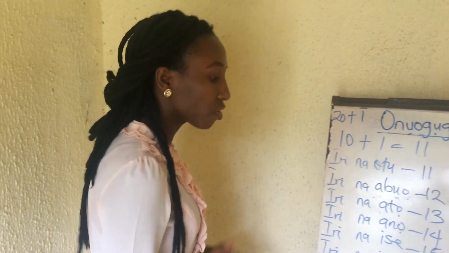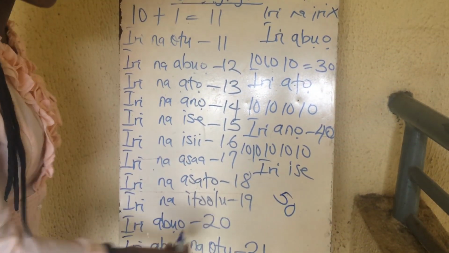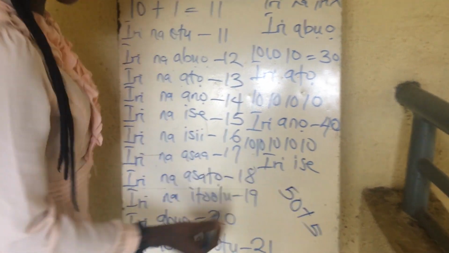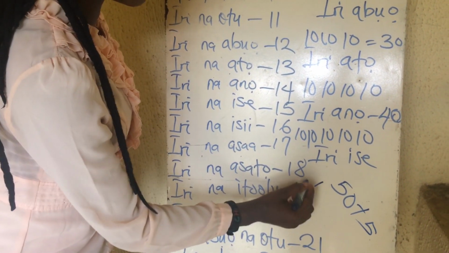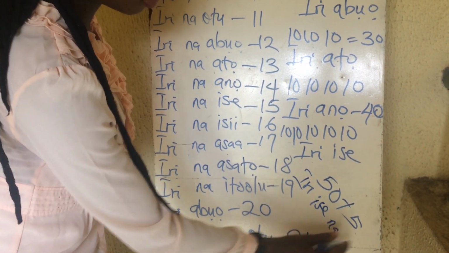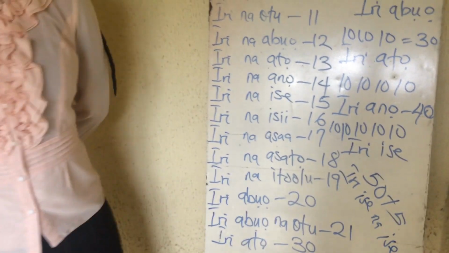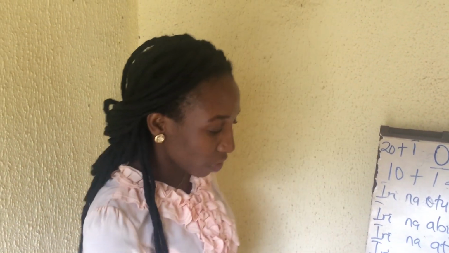So when I get to 55, what is 55? Just do simple arithmetic. 50 plus 5. 50 is Irise, and the plus marker there is na. And what is 5? Ise. Irise na ise. Do you get it? Is this not easy? Now, we've learned this one.